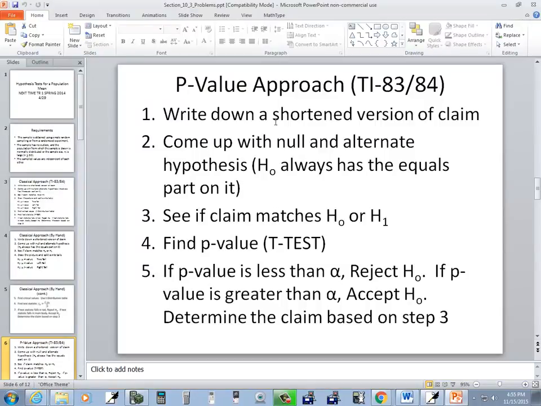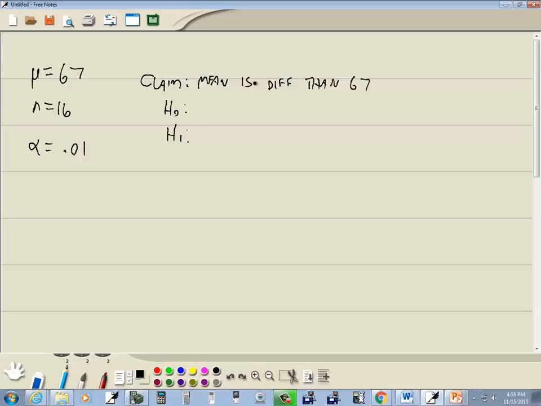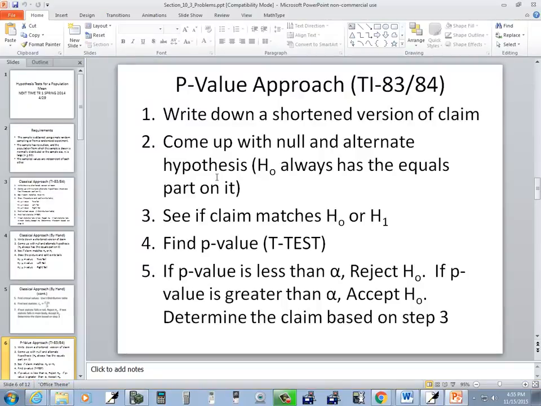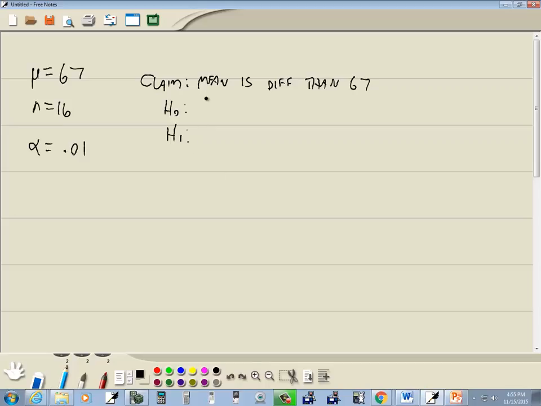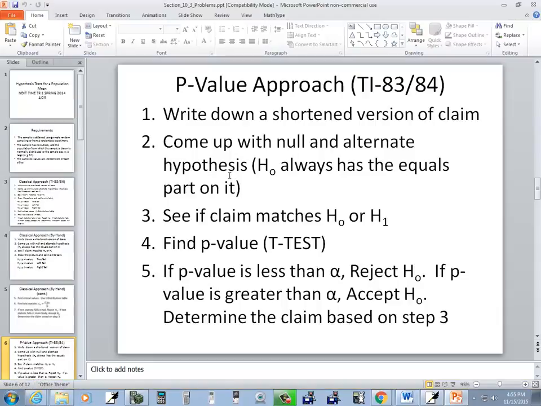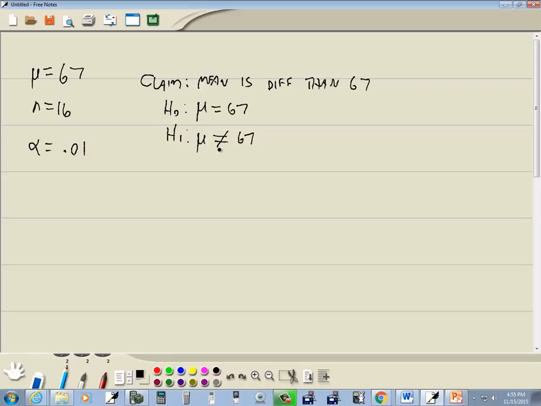Step 1, write down a shortened version of the claim. We did that. Step 2, come up with a null and alternate hypothesis. Different than, that's not equal, and that symbol goes on H1. So mu is not equal to 67. And this one will be mu is equal to 67. Now step 3, see if your claim matches H0 or H1. Well, different than is the not equal, so obviously it matches H1.